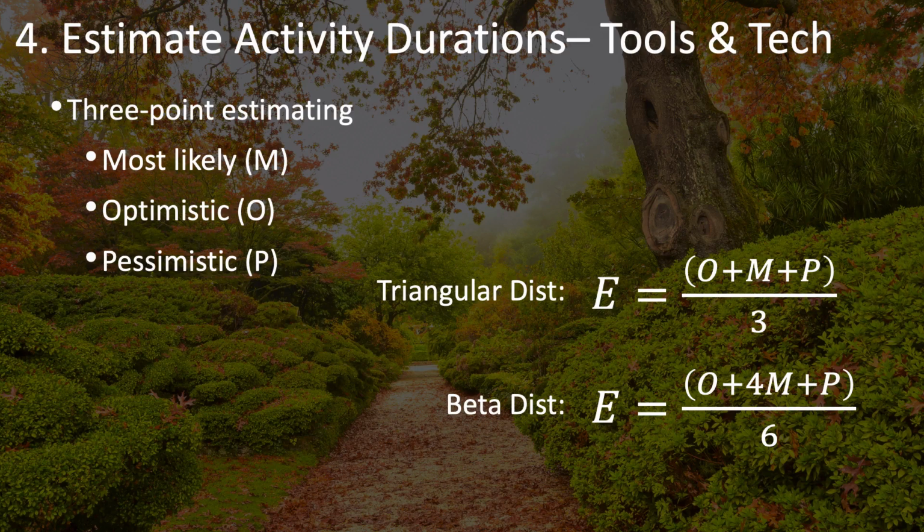Then that gives you, in each of those cases, your expected estimate, represented here by E. Not only does 3-point estimating help you to balance out your estimates and to have a better estimate as a result, it also helps you to identify any risks to these estimates.